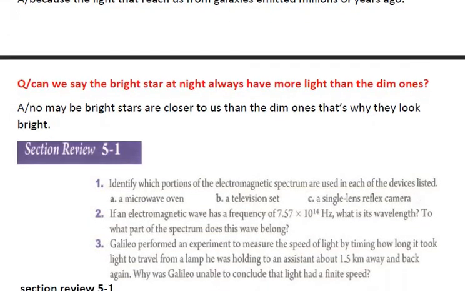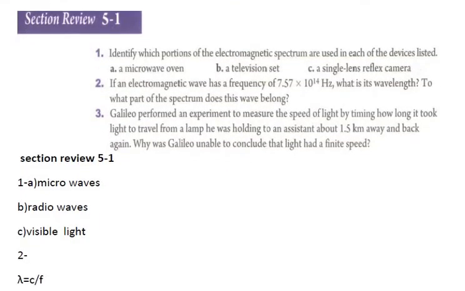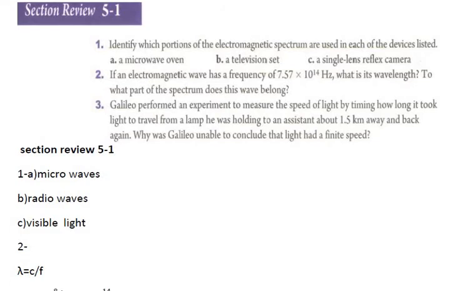Now we can get to section 5.1. We have 3 questions here. Those 3 questions are important for you. First one says, identify which portion of the electromagnetic spectrum is used in each device listed: microwave oven, television set, single lens reflex camera. You can see the answer: a microwave oven uses microwaves, a television set uses radio waves, and a camera uses visible light.